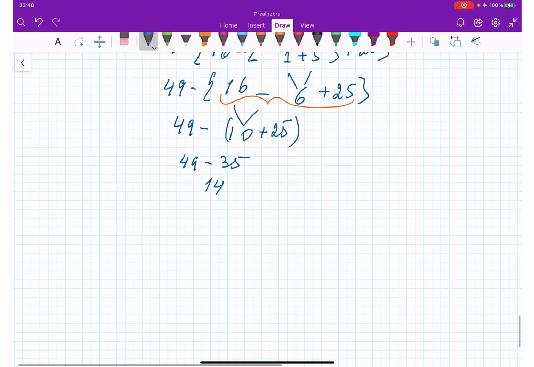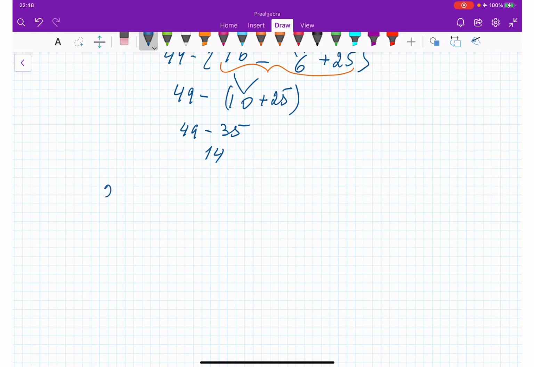And the last question. Find the area and perimeter of the square. Let's see.